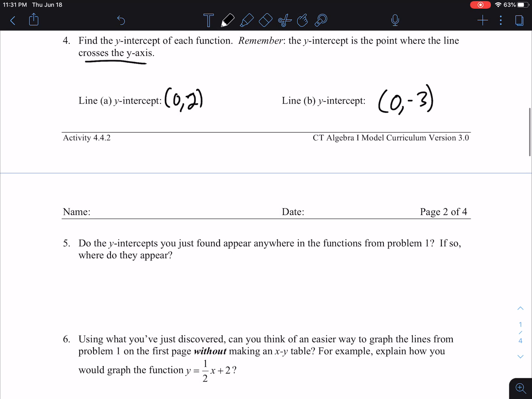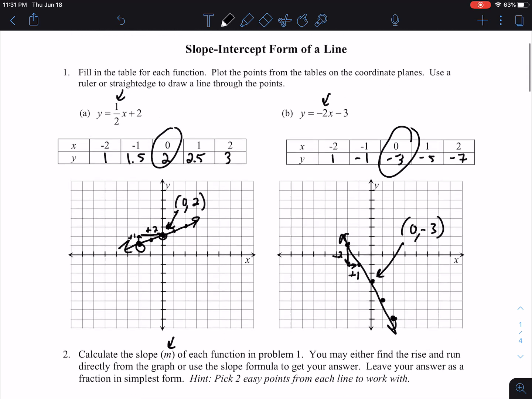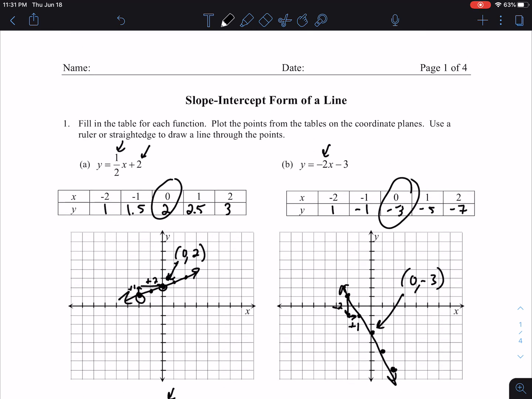Well, let's answer this question. Do the y-intercepts that we just found appear in the functions from problem 1? If so, where do they appear? Okay, now that you're back, hopefully you said this. 0, 2, there's 2. 0, negative 3, there's negative 3.